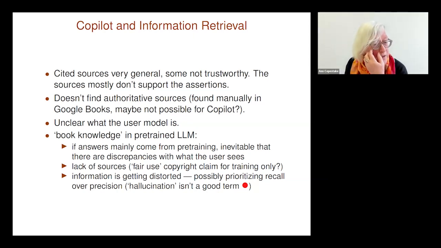But the thing that really bothered me here was this discrepancy between the pre-training from which it's drawing its answers, I believe, and what the user sees. This is something that is going to be really, really important, I think, in how one might actually use LLMs. If you don't actually have any access to the sources it's using, and you might never get that if we have fair use copyright claim only applying to training.